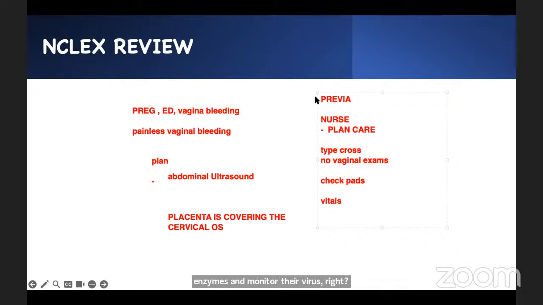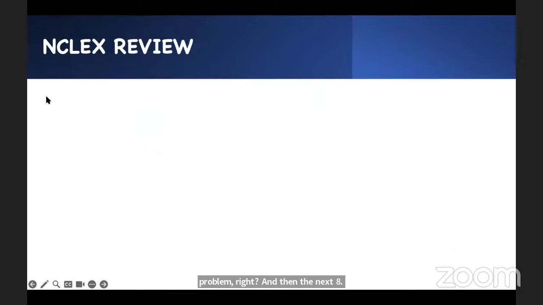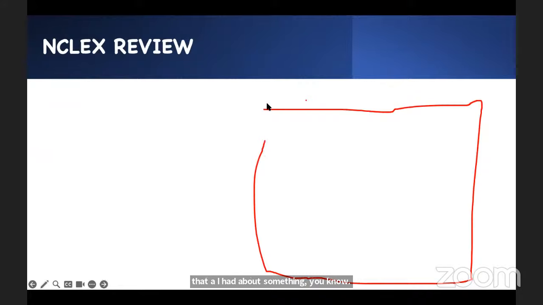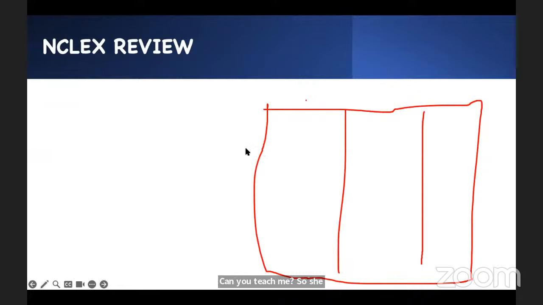Everything was perfect. She did well, no problem, right? And then the nurse said, hey, a new graduate came in and said, I heard about something, can you teach me? So she drew a line and put maybe previa here and abruption here. And then she put rupture. And she said, okay, what is the difference between them?